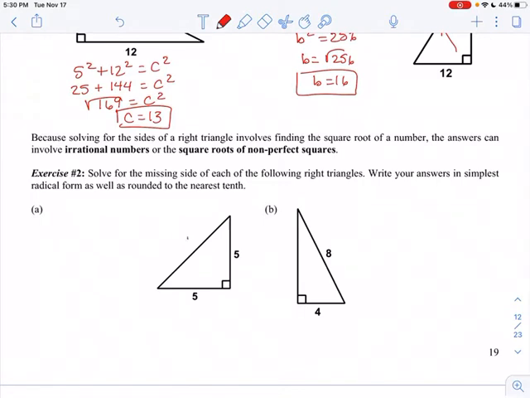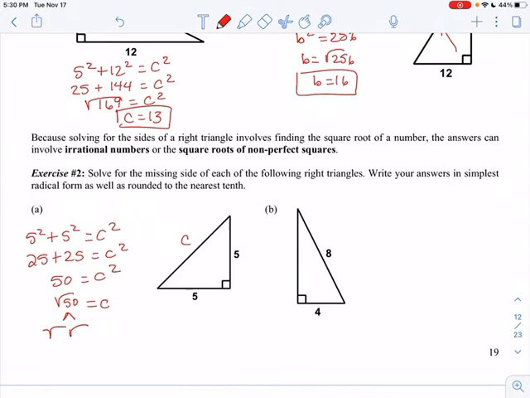So I'm missing my hypotenuse, that's my C. So 5 squared plus 5 squared equals C squared. 25 plus 25 equals C squared. 25 plus 25 is 50. Okay, and then I'm taking the square root of 50. Now this is not a perfect square. So what I do is I have to break it down. I say what times what is 50. And one of the numbers has to be a perfect square.